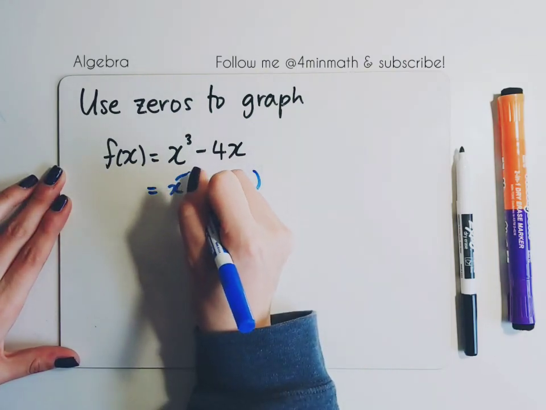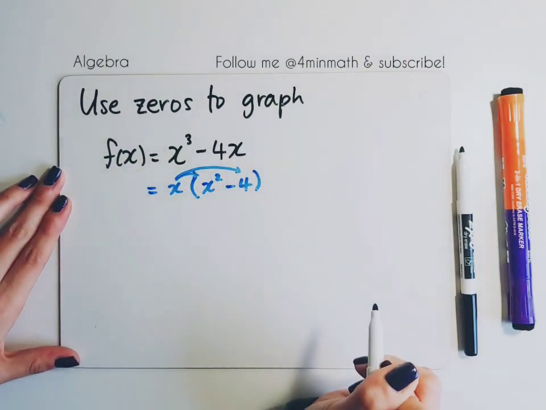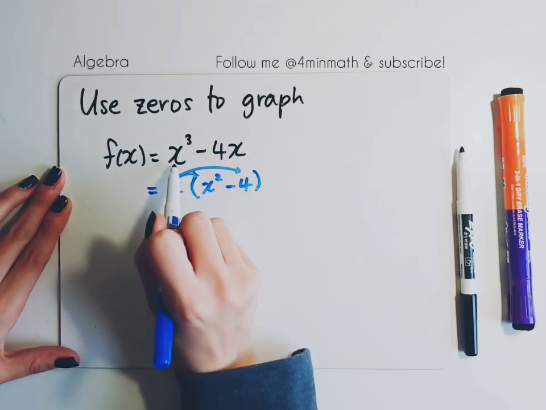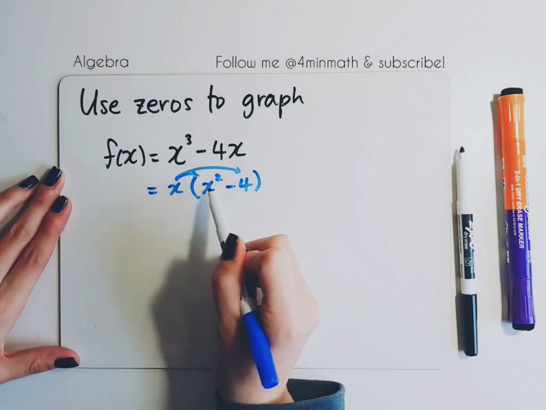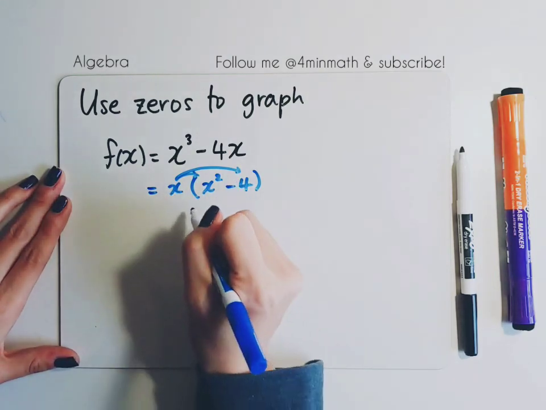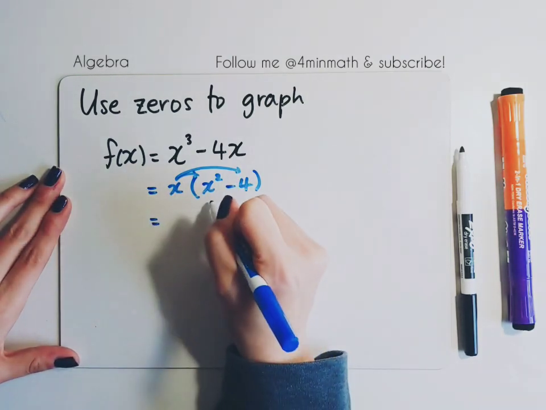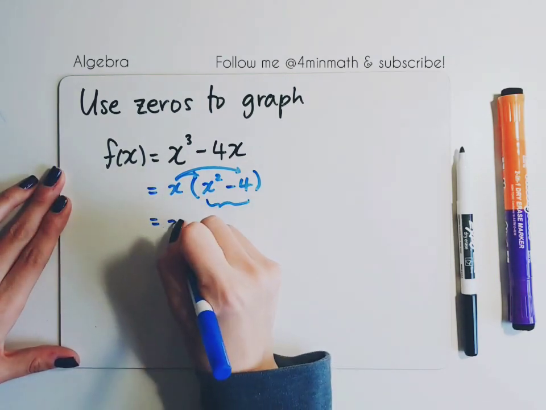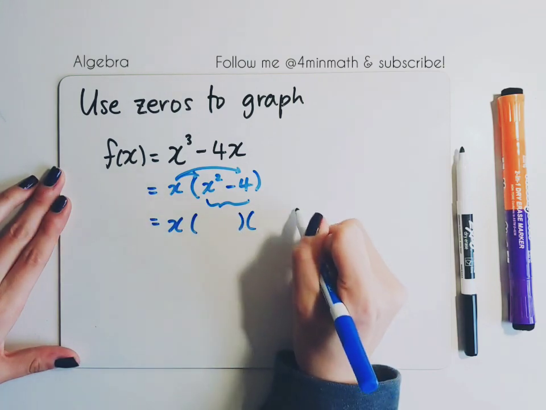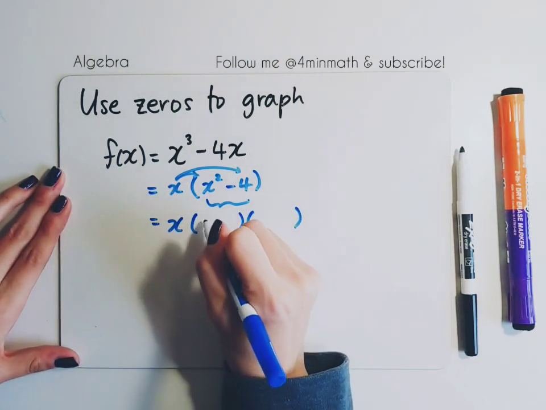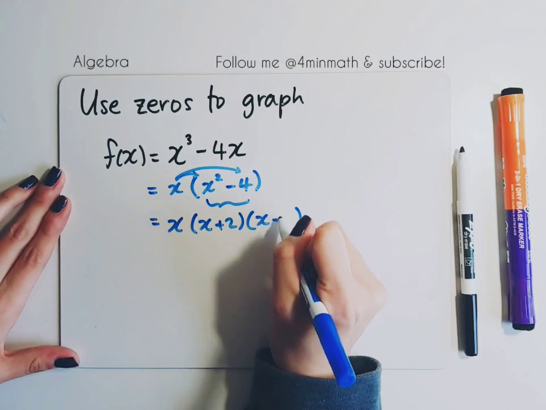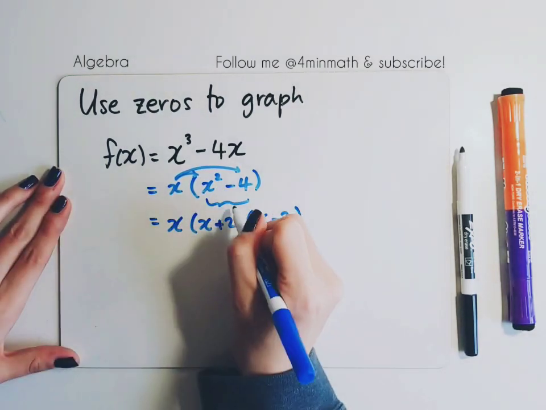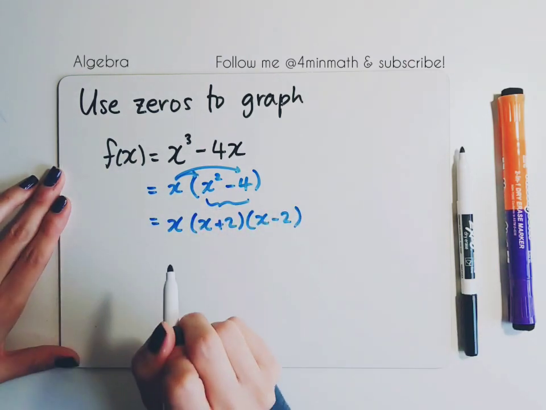So just to double check, if I distribute x into x squared minus 4, I would be getting back x cubed minus 4x. Then I can factor more, and you know that this is the difference of two squares pattern. So x plus 2 and x minus 2. If I FOIL this, I will be getting x squared minus 4. The middle term is gone.